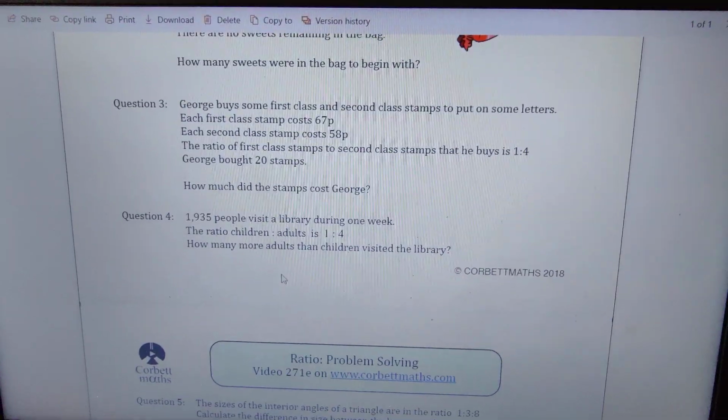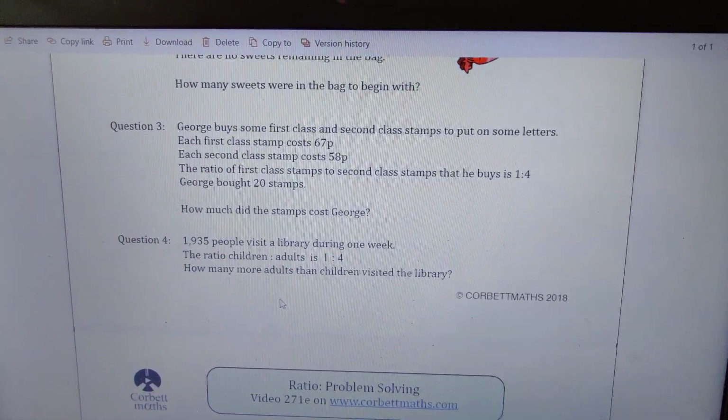Hopefully you found that useful. That's questions 1 to 4. That's the first half of the should task. If you have any problems with any of the tasks this week, do let me know.